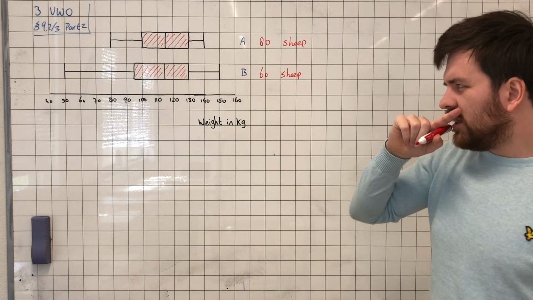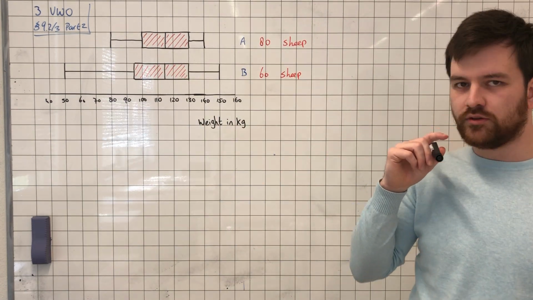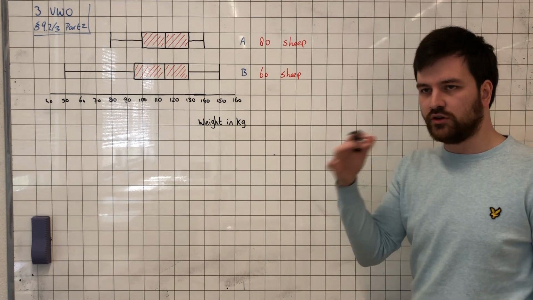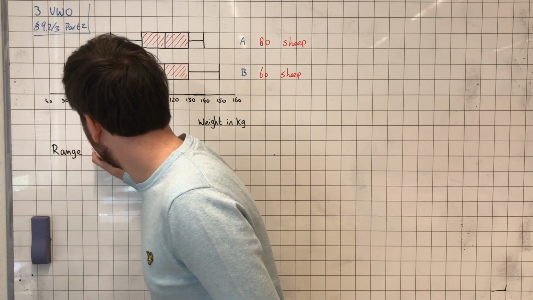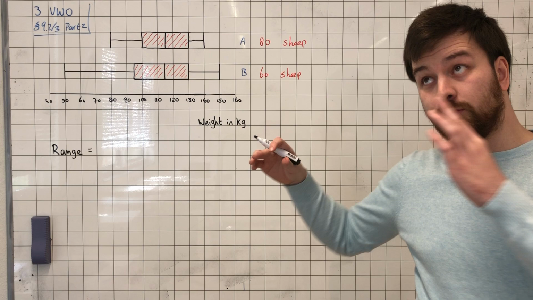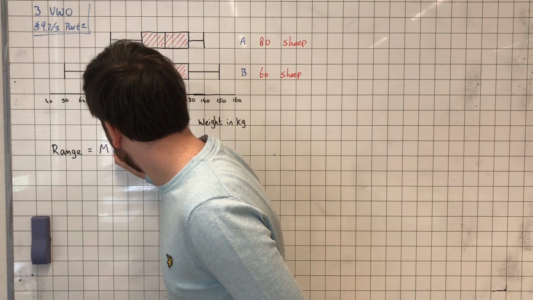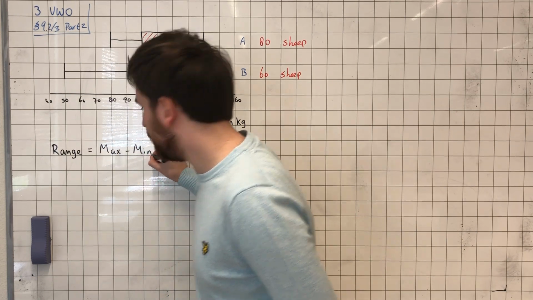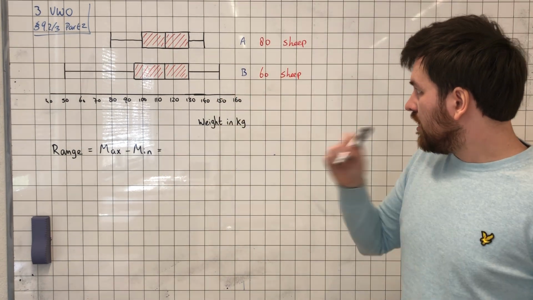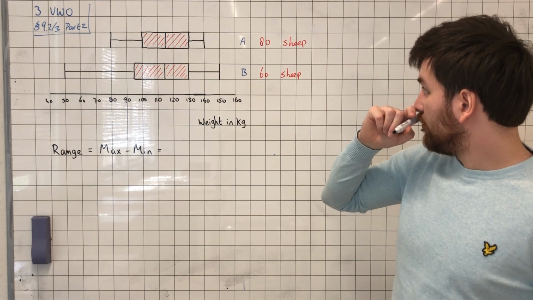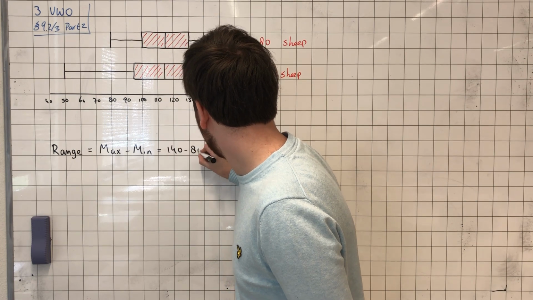So what's interesting? We want to know two measures of dispersion. So what's a measure of dispersion? There are two measures of dispersion that you have to know of. The first one is called the range. And the range is basically the difference between the lowest number and the biggest number. So in terms of formulas, it's max minus min, or the maximum minus the minimum. And these box plots show you the maximum and the minimum. I'm going to show the range for A, which is 140 minus 80, which is 60.